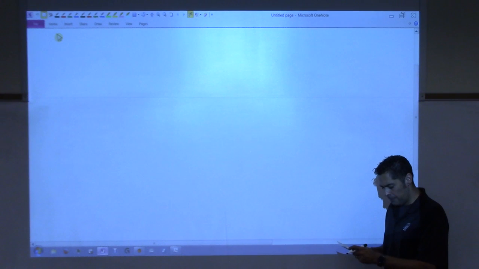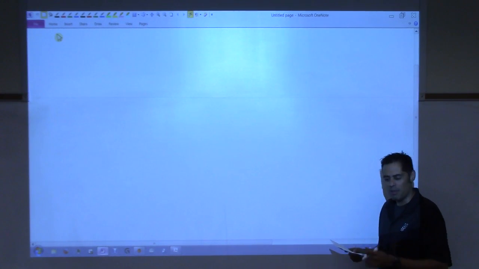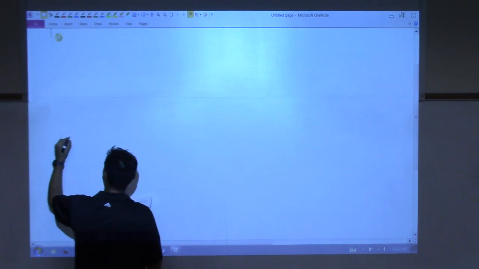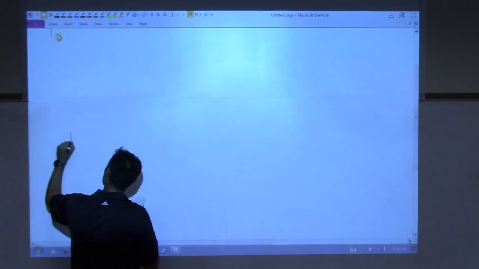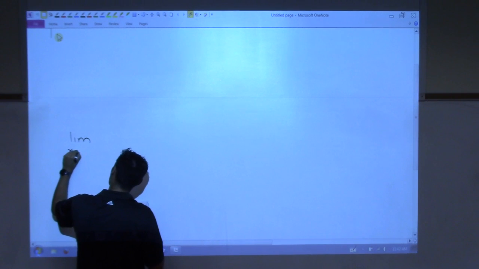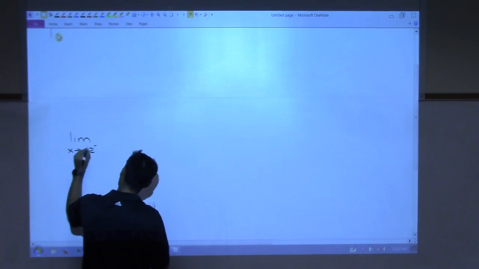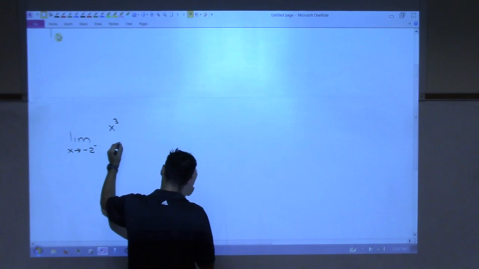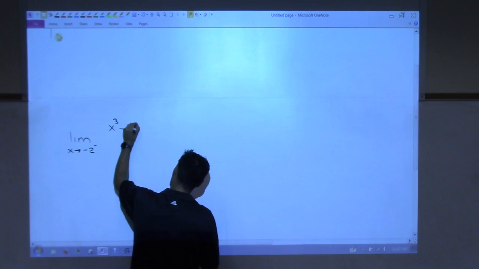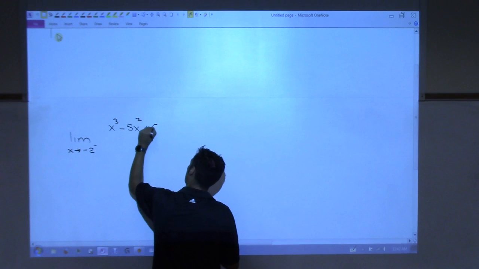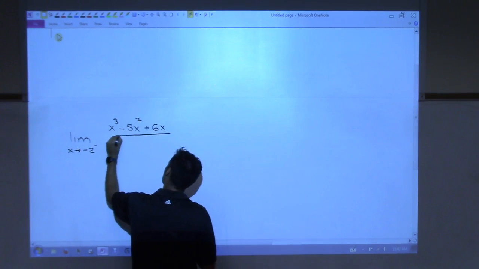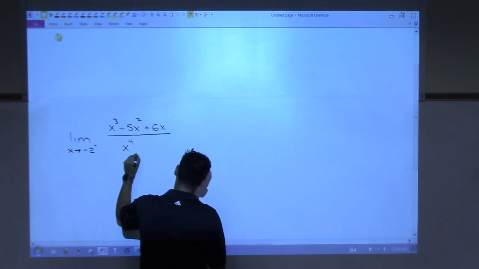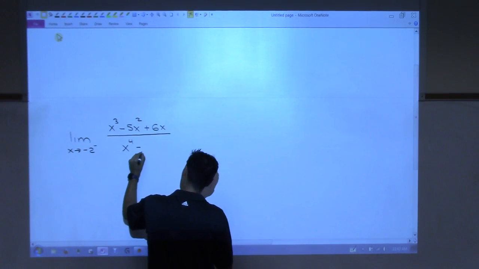All right, you try one. We'll do a little class activity here. Why don't you see if you can do this? The limit as x approaches -2 from the left of x cubed minus 5x squared plus 6x, all over x to the 4th minus 4x squared.